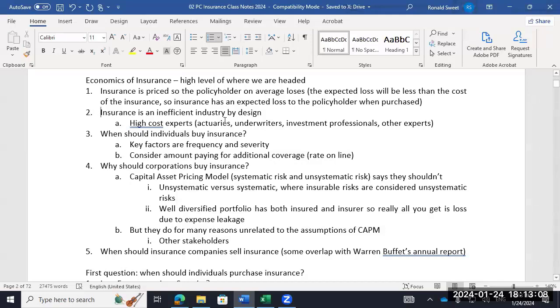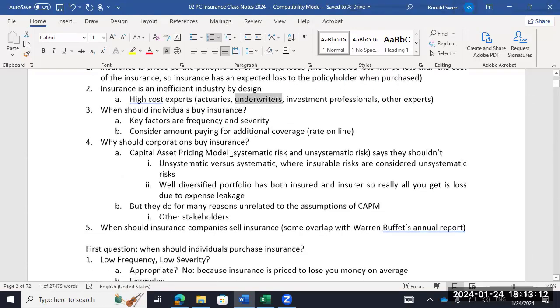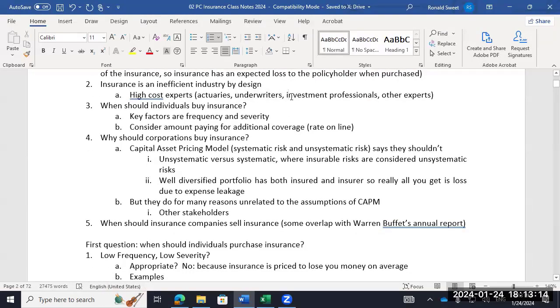They have others. They have underwriters. We'll talk about underwriting. They have investment professionals, which banks and others have as well. They have other experts.